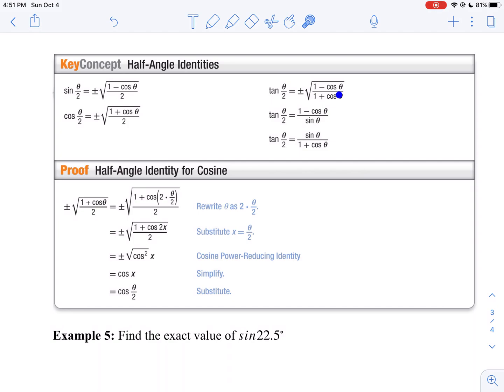Tangent theta is plus or minus the square root of 1 minus cosine theta over 1 plus cosine theta. Or you can write it as 1 minus cosine theta over sine theta. Or sine theta over 1 plus cosine theta. And once again, here's the proof, which I'm going to skip, but it's there for you if you want to read through it.